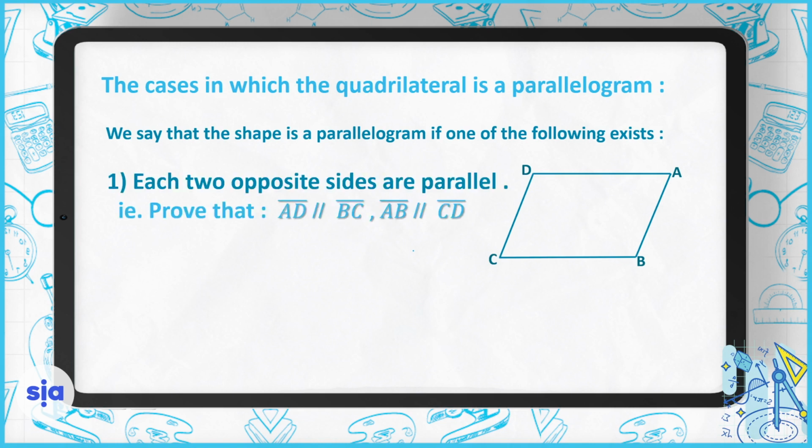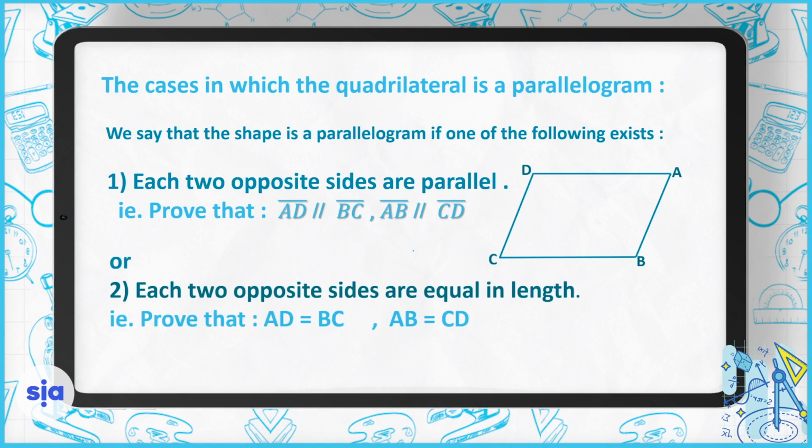If two opposite sides are parallel, such that AD is parallel to BC and AB is parallel to CD, or two opposite sides are equal in length, such that AD is equal to BC and AB is equal to CD.